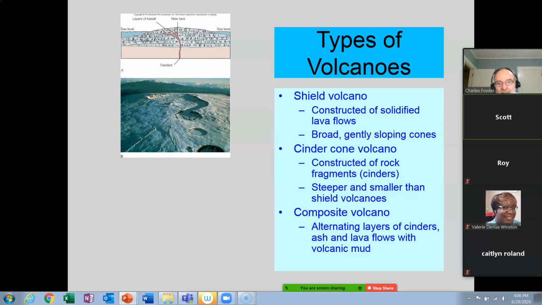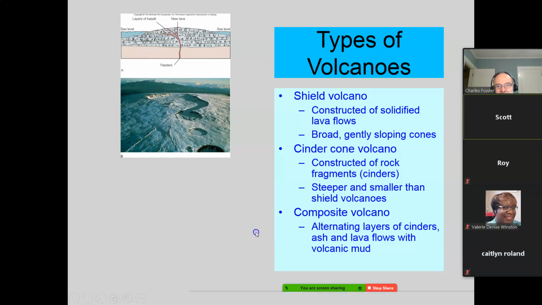Okay. And that's what they call the composite volcanoes. These are the ones you always picture. Okay. And it won't advance until I click on the slide now.